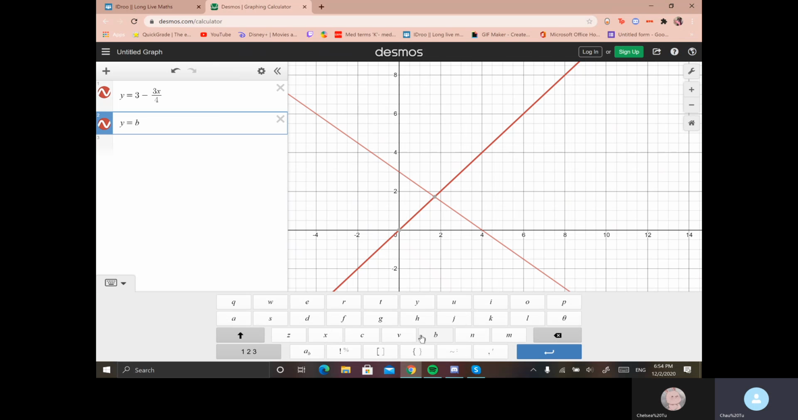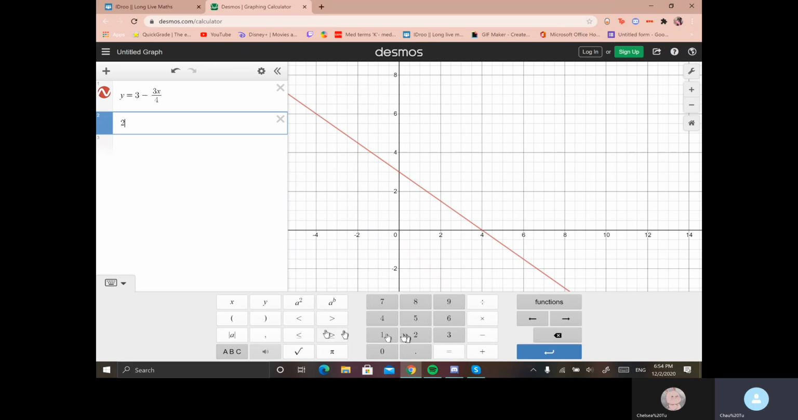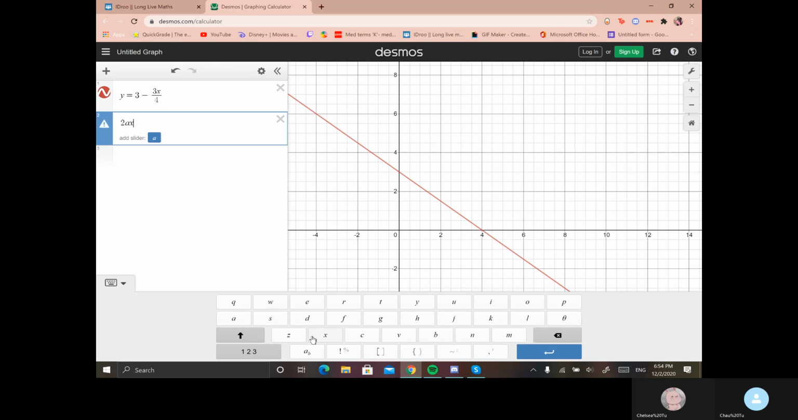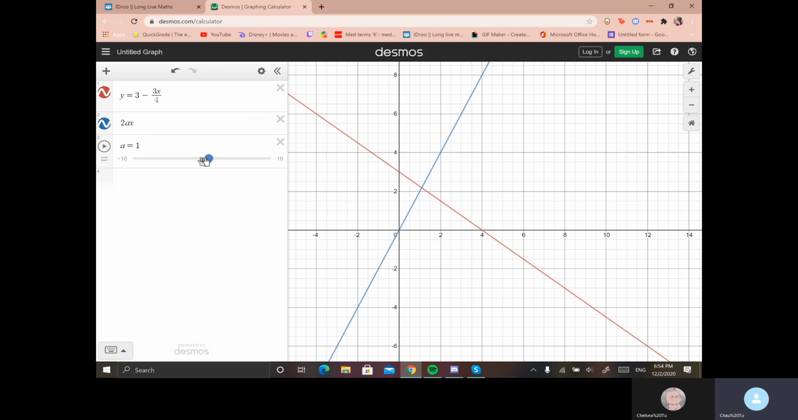Okay, get rid of that box. I'm punching 2AX. Punch next line 2AX. All right, now add our slider. I don't know what went wrong there. Anyway, so now that A there is our slider, we can slide A back and forth. Okay, Chelsea, get rid of the second box. So now Desmos knows there's a variable called A.